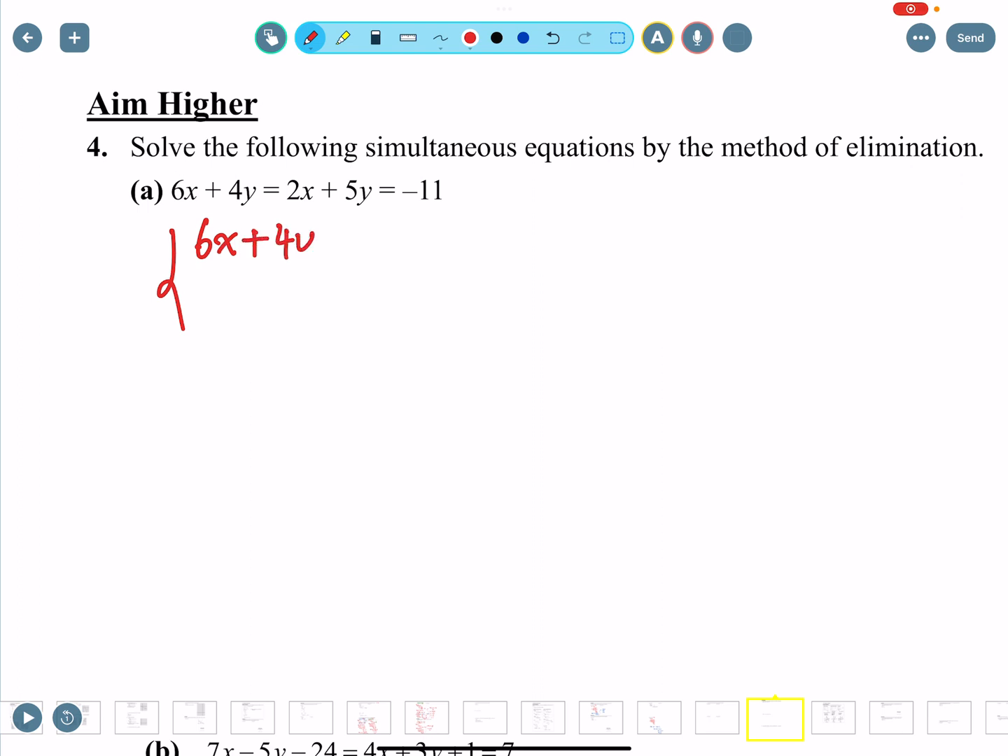6x plus 4y equals negative 11. This one equals this one, right? You can also have 2x plus 5y equals negative 11. This one equals this one. I don't go for this one equals this one because it's very complicated with a lot of letters. Just make sure there's 1x, 1y in the equation. So equation 1, equation 2, right?